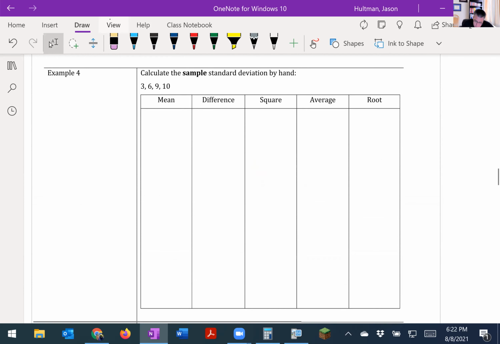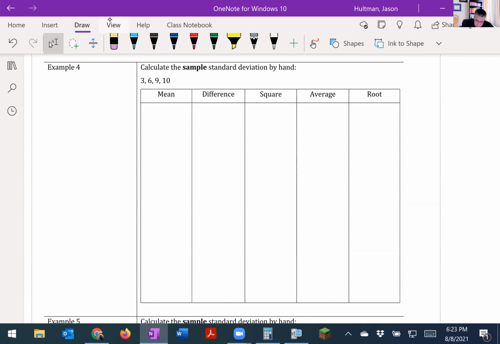What if we wanted to calculate the sample standard deviation? Can we do that? Yeah, we would do the same thing. We would just end up dividing by 1 less than the number of items. It's the same process, just 1 less than the number of items that we have. So let's do this one here.